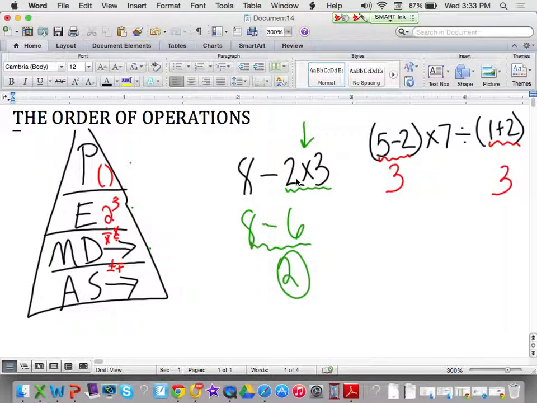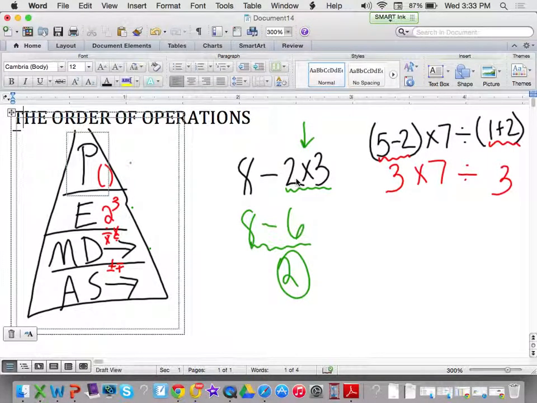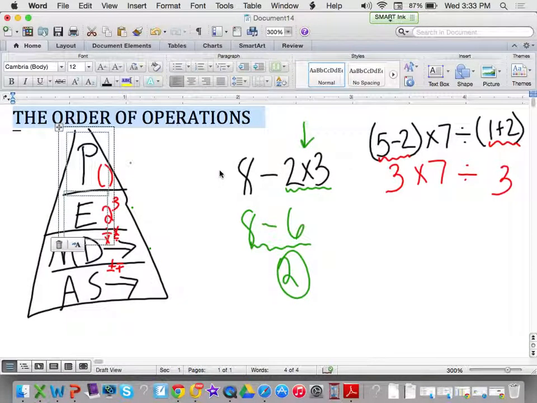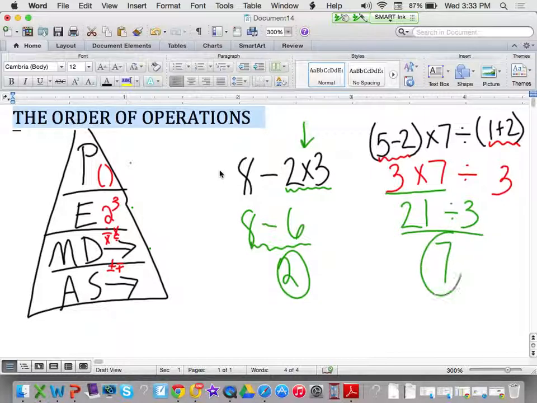And then drop down what I didn't do. I have a times 7 and a division sign. Next, I'm going to start at the left. Let's check again. Do I have any parentheses? Nope. Do I have any exponents? Nope. Do I have any multiplication or division? I sure do. So I'm going to start at the left and move to the right. 3 times 7 is 21. Drop down what I didn't use. Now I have just one operation left. 21 divided by 3 is 7.